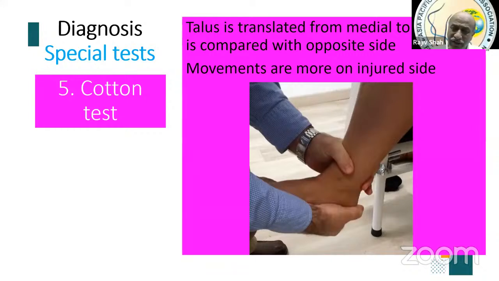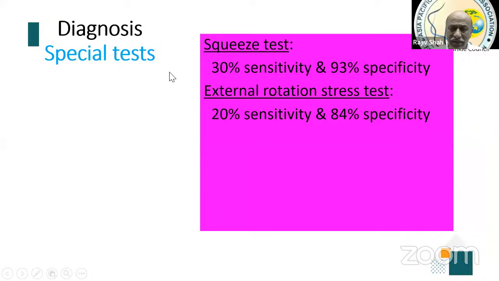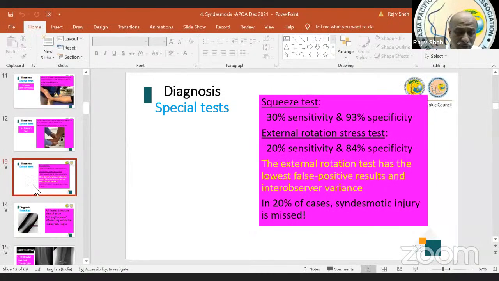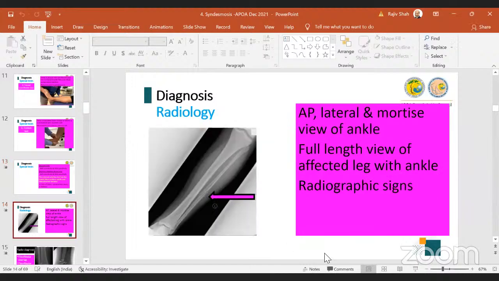There is also a Cotton test which you do like you do the other test, like you do intraoperative test, you can also do Cotton's test here.